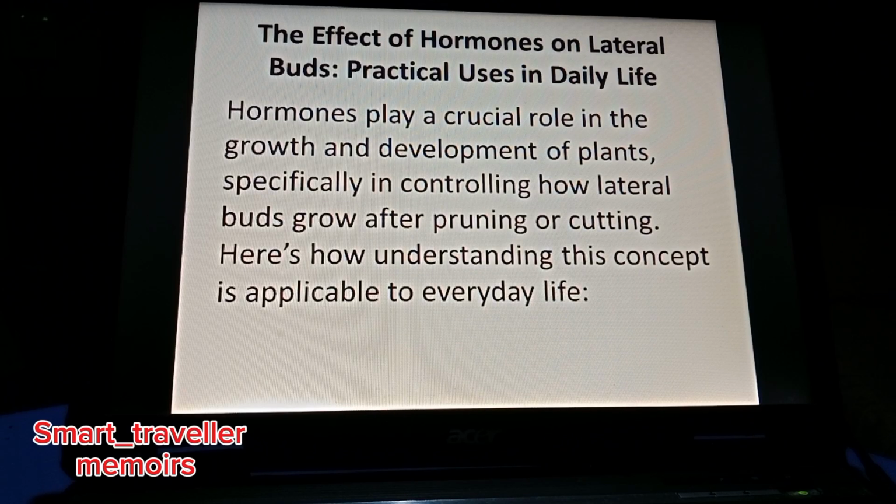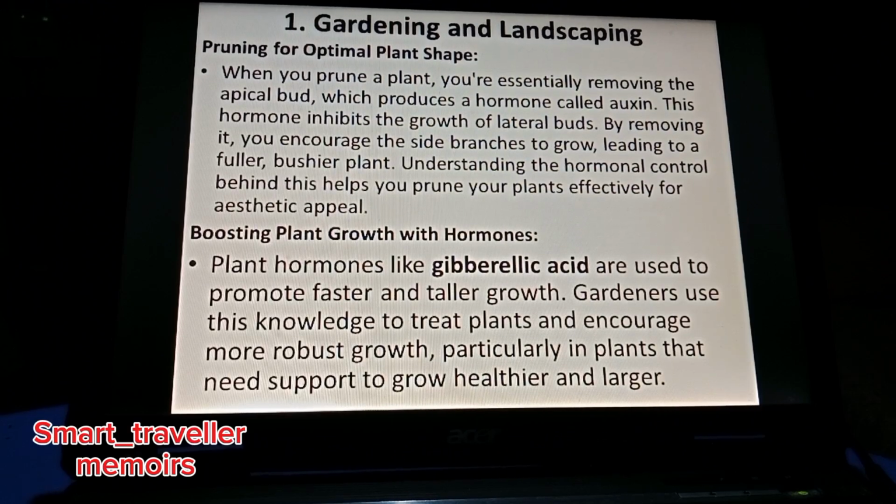The effect of hormones on lateral buds, practical uses in daily life. Hormones play a crucial role in the growth and development of plants, specifically in controlling how lateral buds grow after pruning or cutting. Here is how understanding the concept is applicable to everyday life. Gardening and landscaping. Pruning for optimal plant shape. When you prune a plant, you are essentially removing the apical bud, which produces a hormone called auxin. This hormone inhibits the growth of the lateral buds. By removing it, you encourage the side branches to grow, leading to a fuller, bushier plant. Understanding the hormonal control behind this helps you prune your plants effectively for aesthetic appeal.